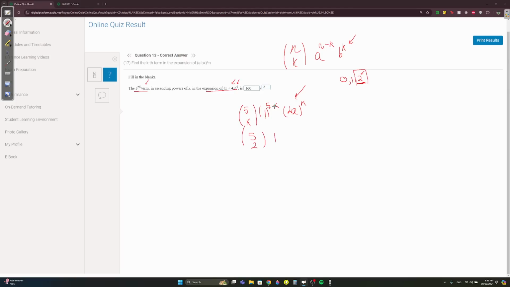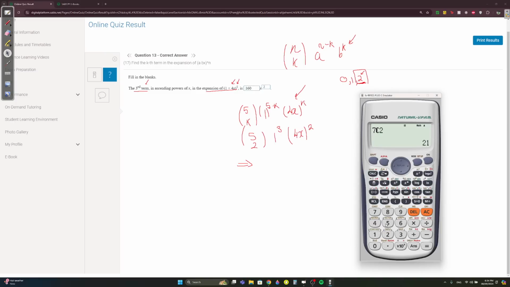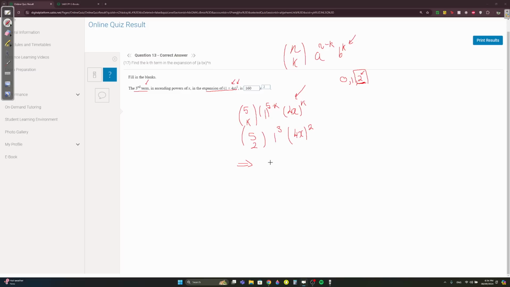1 to the power of 5 minus 2, so 3. It's 1 anyway, so it doesn't really matter. 4x to the power of k, which is 2. You're going to get 5C2, which is 10. So 10, 1 to the power of 3 is 1. 4x to the power of 2 is 16x squared. Remember, distribute it everywhere. What are you going to get? 10 times 16, 160x squared. You see? Same answer. Very easy.